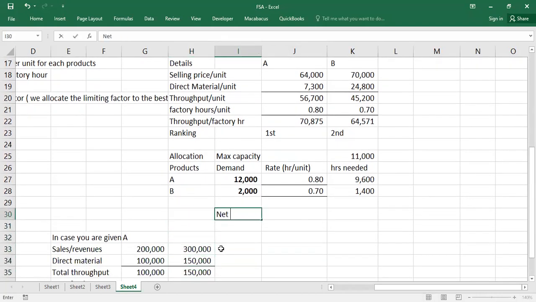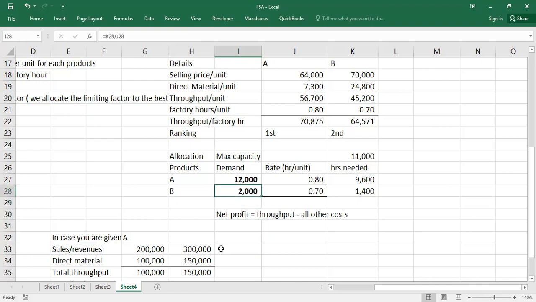Net profit, whenever you're dealing with throughput, as far as throughput is concerned, it's given by throughput minus all other costs, of course, with the exception of the material costs, because they're already deducted. So that's why I'm saying all other costs.